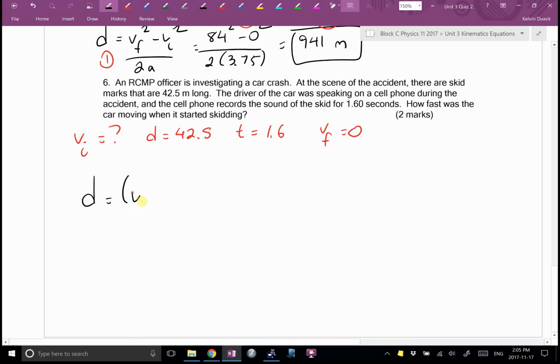D equals (VI plus VF) over 2 times T. And Brian, you pointed out that VF is 0, so that actually makes this a little cleaner. That turns this into D equals VI times T over 2. I can now get rid of the bracket because it's VI plus 0, which is just VI. How would I get the VI by itself?